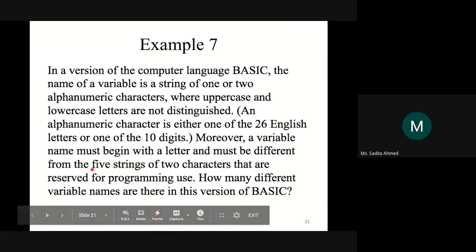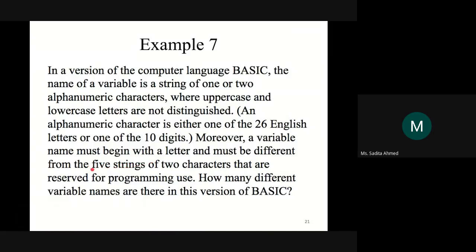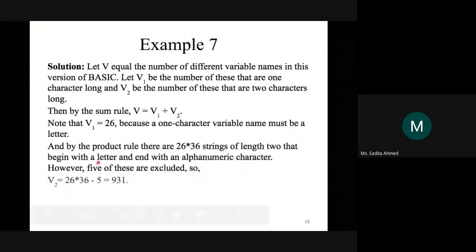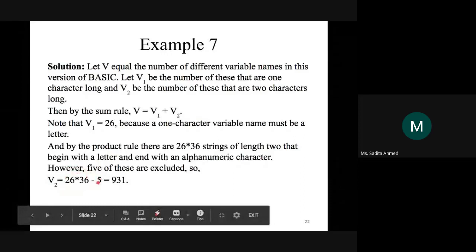However, there are 5 fixed strings which cannot be counted. So simply, what do we do? We just deduct 5 from this count. The 5 strings are going to be fixed, right? For programming use. For is for. The name "for" is not going to change in another case.